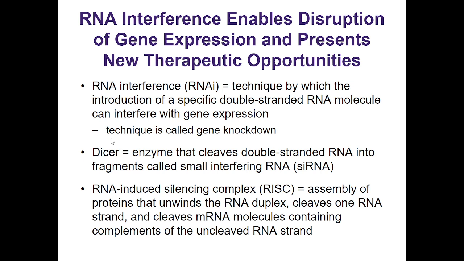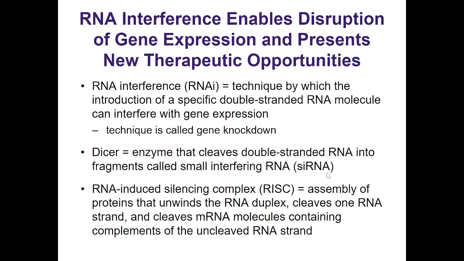Dicer is an enzyme that cleaves double-stranded RNA into fragments. These are called small interfering RNA, abbreviated siRNA, not to be confused with sgRNA. Or just ssRNA. Anybody know what ssRNA would be? Single-stranded RNA? Yeah, like single-strand DNA. I know, we're getting a lot of terms and they're very similar. This is where the flip cards need to come in.